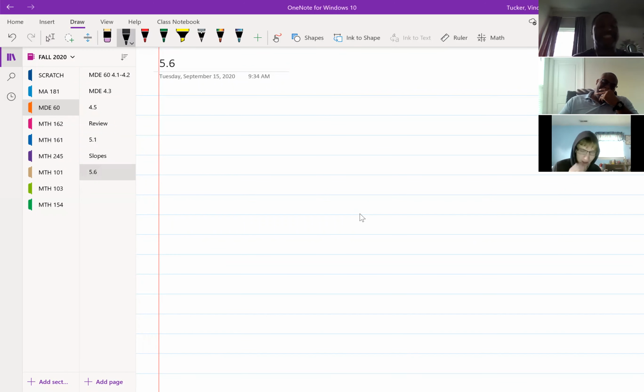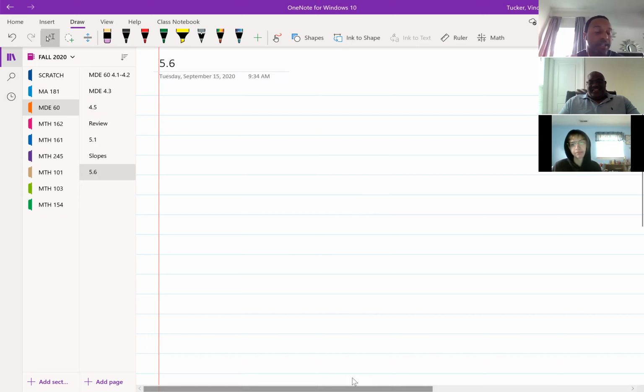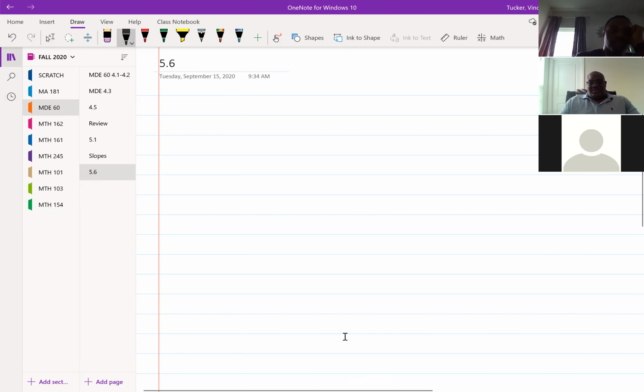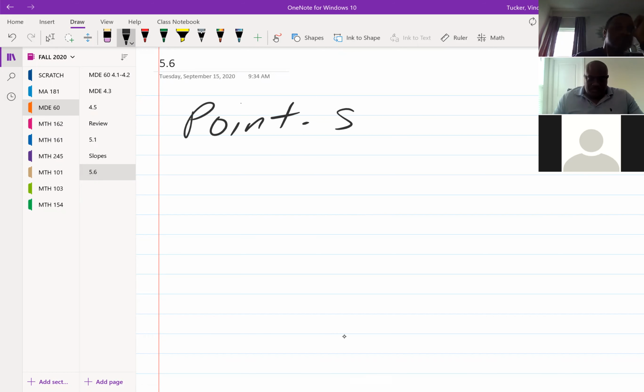All right, guys. Today, I think we have two more sections left out of this group of sections that will be on this first test. So today we're looking at point slope form. This is section 5.6.